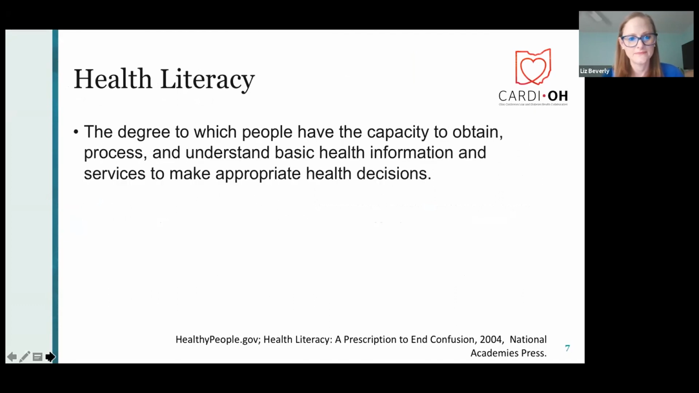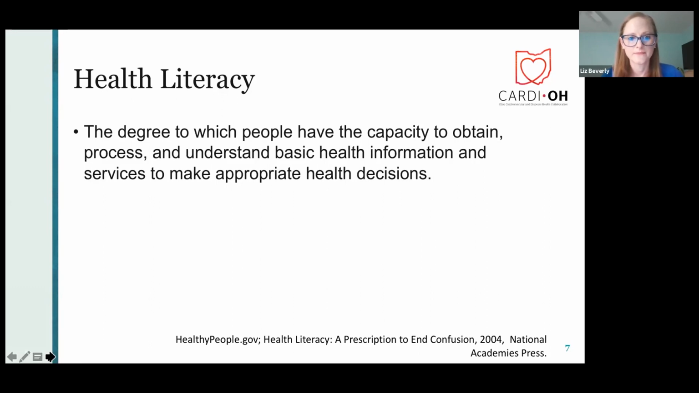So the broad definition of health literacy, and this is by healthypeople.gov, and then also looking at health literacy, there was a book that came out in 2004 with a very well-known definition. It's the degree to which people have the capacity to obtain, process, and understand basic health information and services to make appropriate health decisions. And you could expect that in diabetes, with all the different self-care behaviors that an individual is expected to follow, that health literacy is incredibly important in terms of obtaining and processing and understanding different types of health information.